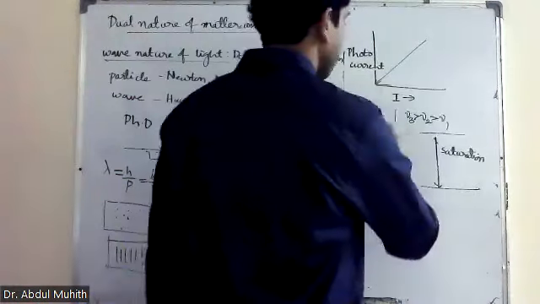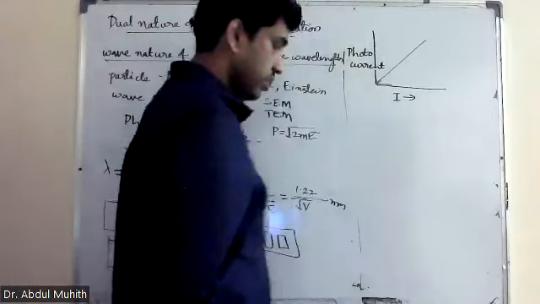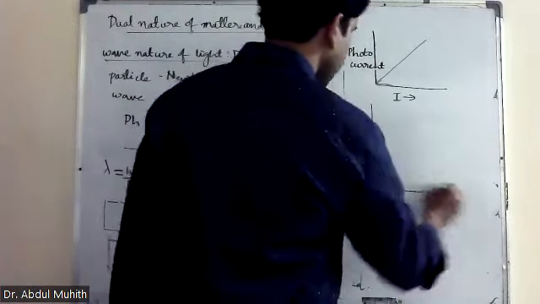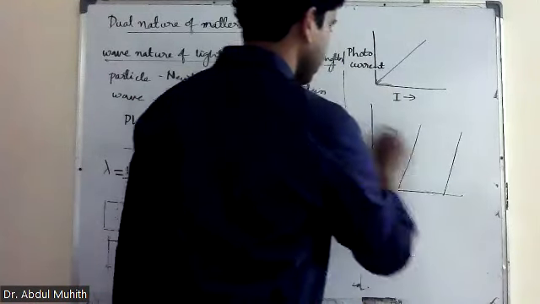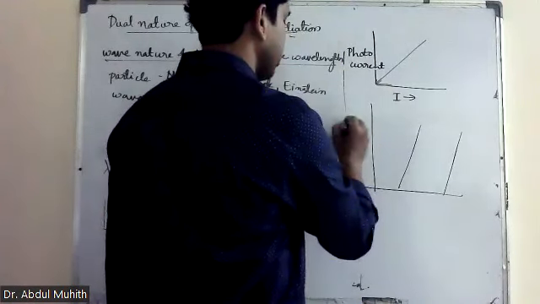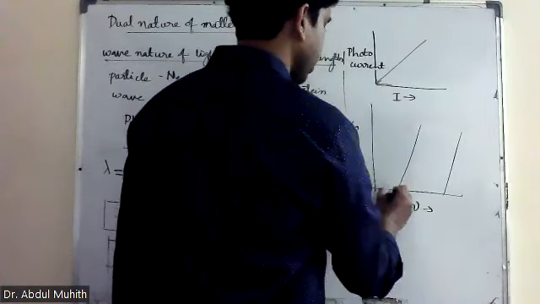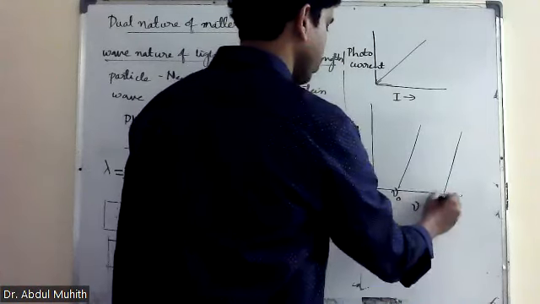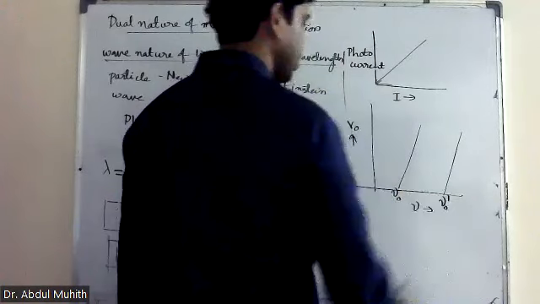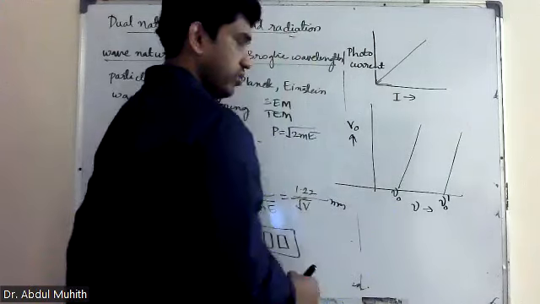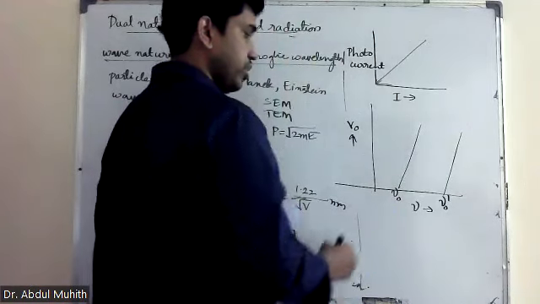The last graph is the fourth graph. If you look at the fourth graph, it is like this. This is stopping potential versus frequency. Okay, frequency. This is nu 0 and this is nu 0 dash. Okay, so these are the cutoff, these are threshold frequencies.